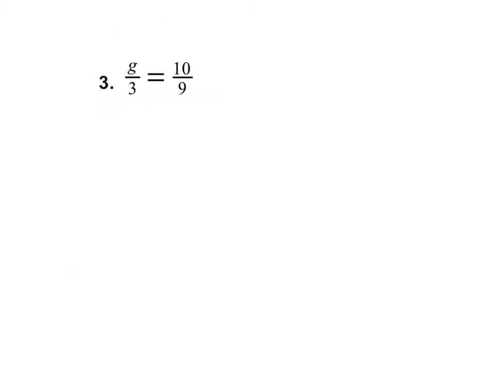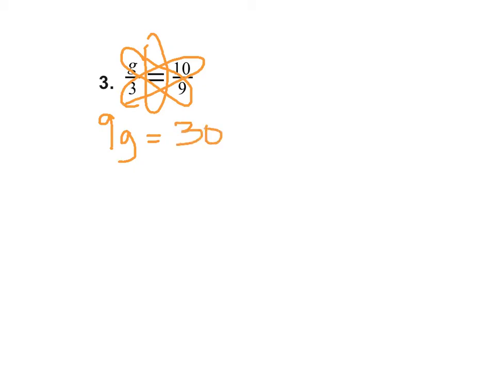All right, on this third one, again, I see that I have an equal sign in between my two fractions. So I know that I can cross multiply. Here, g times 9 is 9g. And here, 3 times 10 is 30. To get the g by itself, I have to divide by 9.